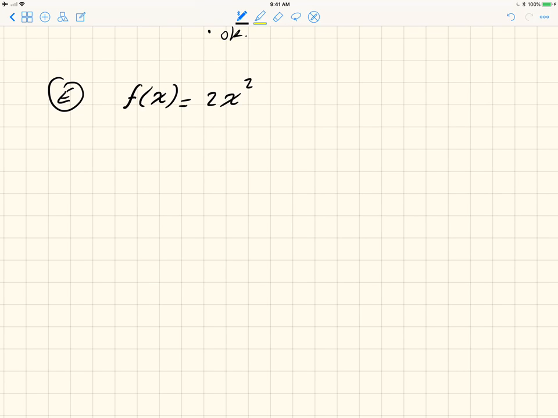2x squared minus 3x plus 1. Now, first of all, you want to understand what it means to have a function. And one way I do that sometimes is just to say, okay, f of whatever is equal to 2 times whatever squared minus 3 times whatever plus 1.